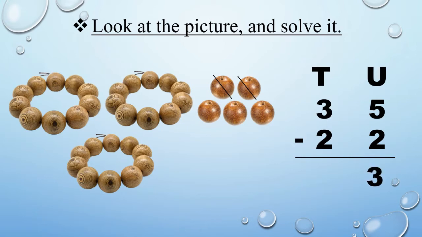Now let us move to the tens column. So 3 minus 2 means 3 tens minus 2 tens. Okay, if we cut 2 tens here, 1, 2. So how many remaining here? Yes, here is remaining now 1 ten. So 3 minus 2 is equal to 1 ten. So what is the answer here? 1 ten and 3 units means 13.